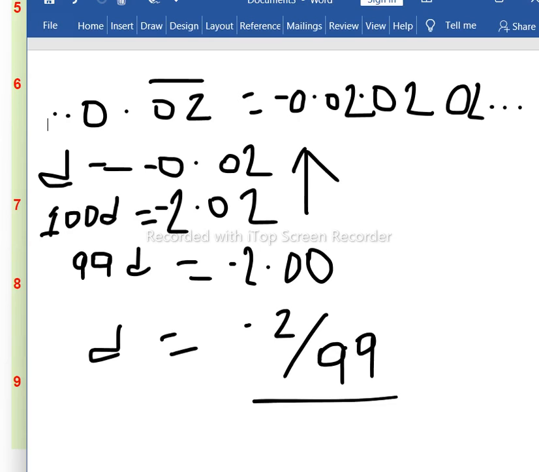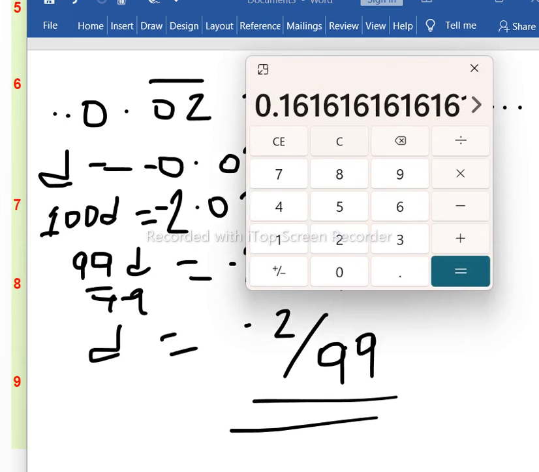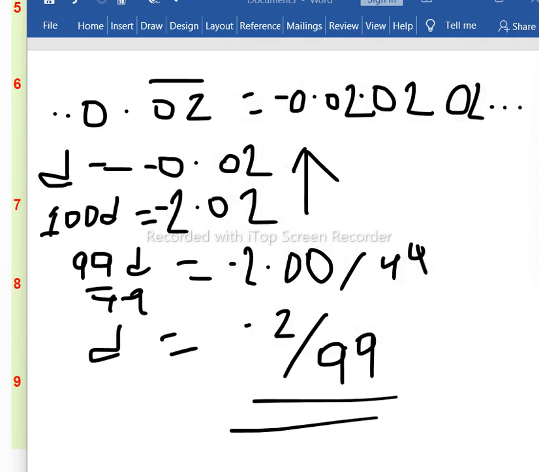We can check this by calculator because we are over 99. We divide both sides by 99. So the final answer will be -2/99. Let us check by our calculator. -2 divided by 99, which is equal to 0.02020202, which is non-terminating decimal. So this is all about question number 5.